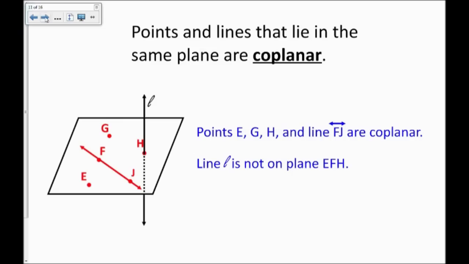Now, points and lines that lie in the same plane are called coplanar. Similar to collinear, they're coplanar. So in this example, points E, G, H, and line FJ are all coplanar. They lie in the same plane. But line L, you can see it's kind of coming up, out, and then going down into the plane. Line L is not on plane EFH. So they're non-coplanar.